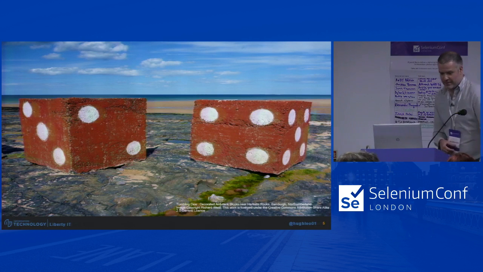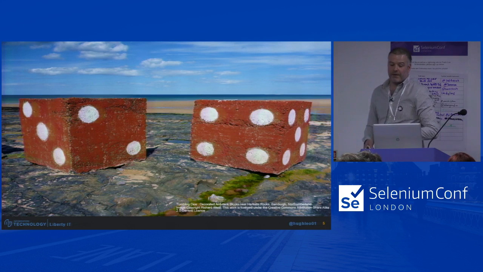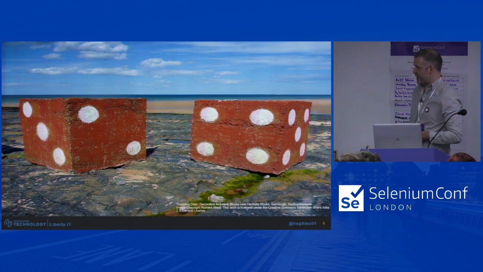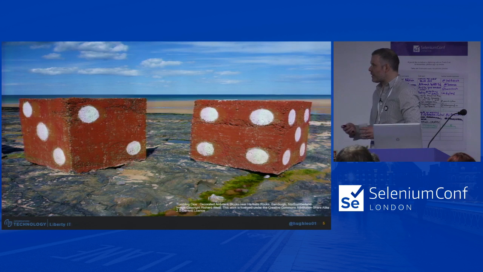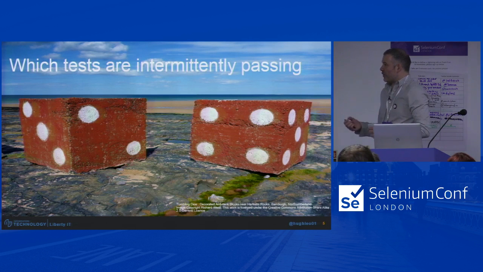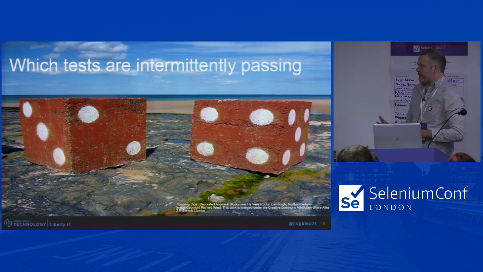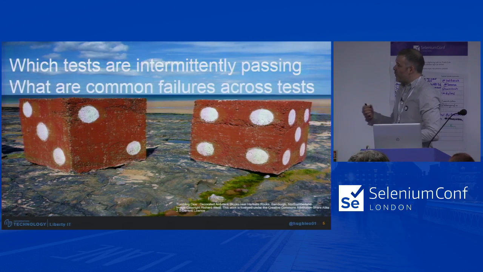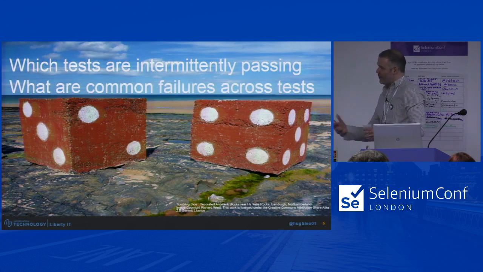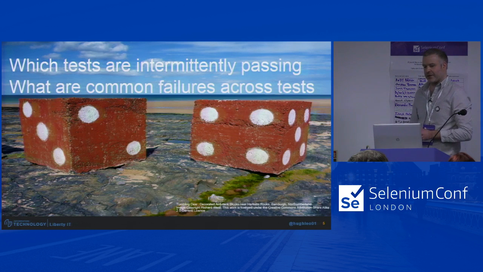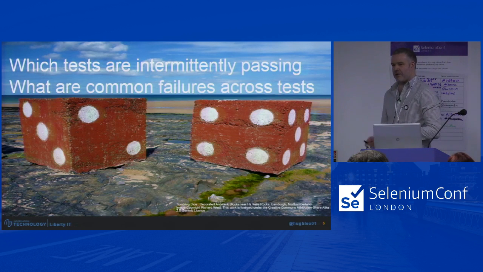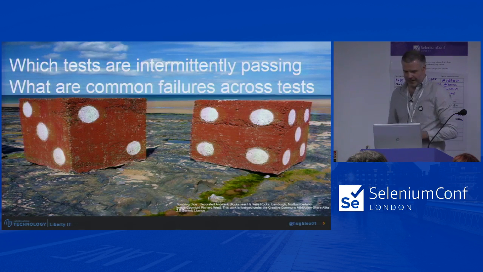So going back to the premise of the talk, how can we get a better handle on these flaky tests? First of all, we are interested in which tests are intermittently passing and failing. But we also might be interested in what the common failures are that are happening across tests. If we can find out what they are, particularly early on in the development of these tests, we can start to see the patterns and get them working.